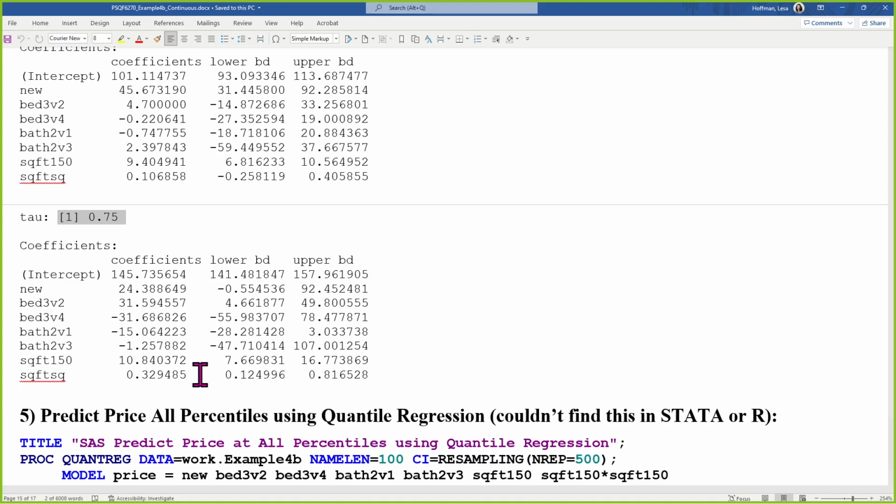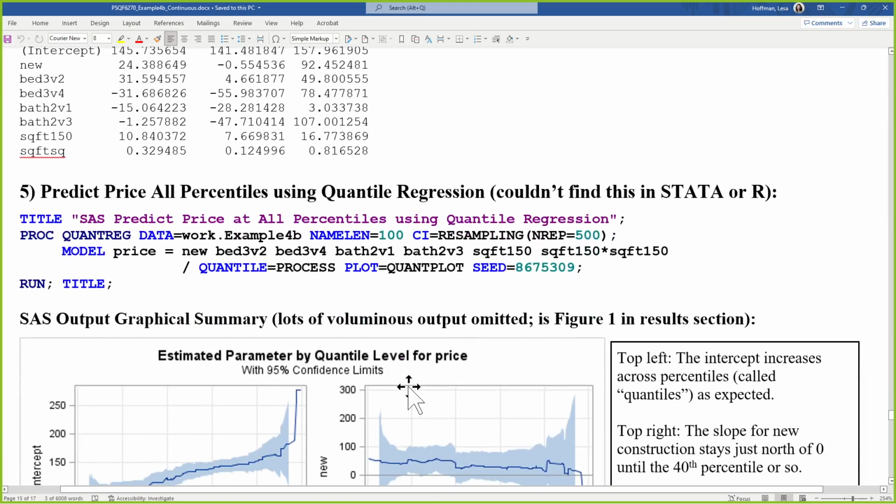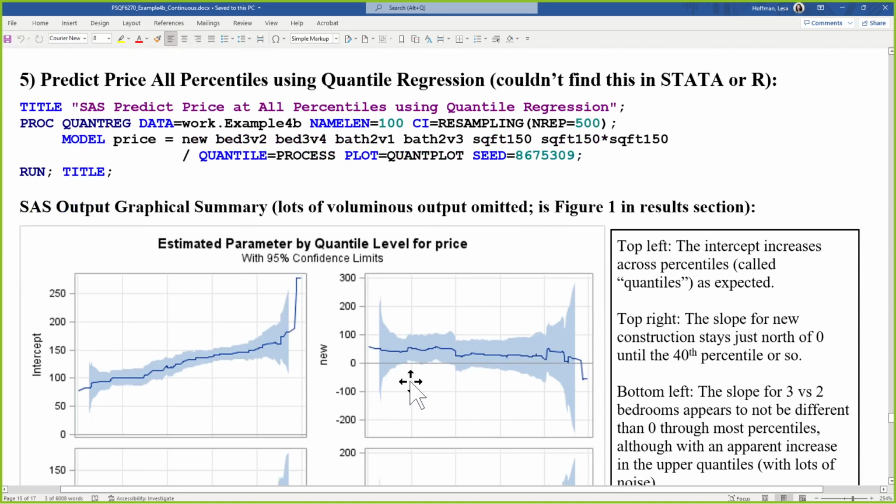One more really cool thing that I found in SAS and not in the other packages. I think we can agree that the 25th percentile and 75th percentile are somewhat arbitrary, right, for low versus high. I just picked those because they're commonly used to describe the interquartile range as a measure of variability or dispersion. I can ask for all of them in SAS, and I did. This takes a few minutes to run, but I think it's actually really cool.